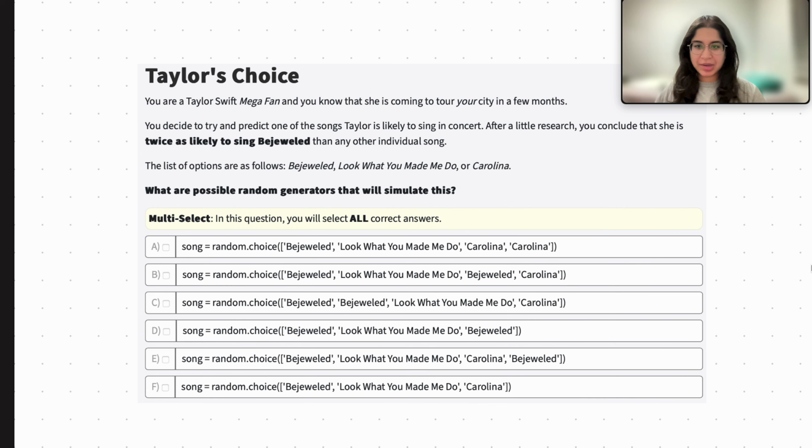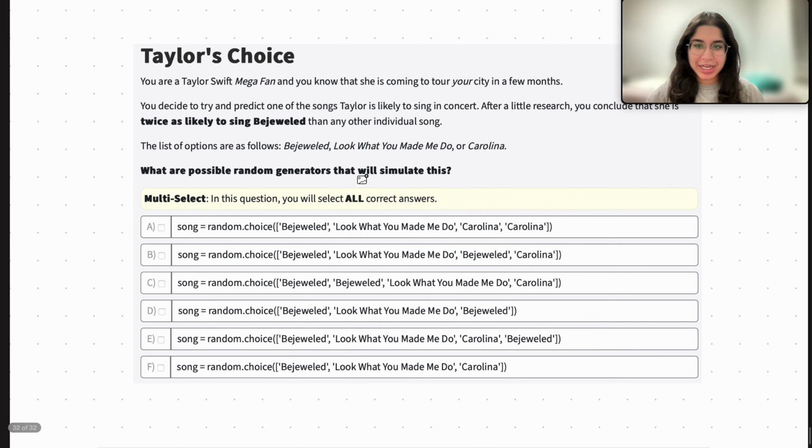We are going to be doing a question on sampling and random number generators. So let's go ahead and get started.